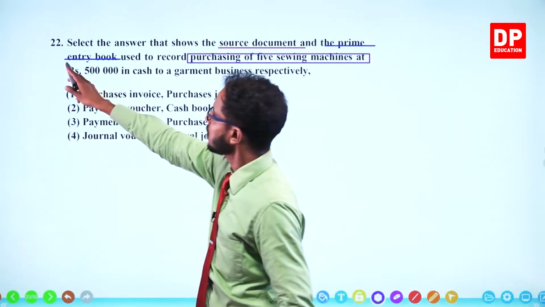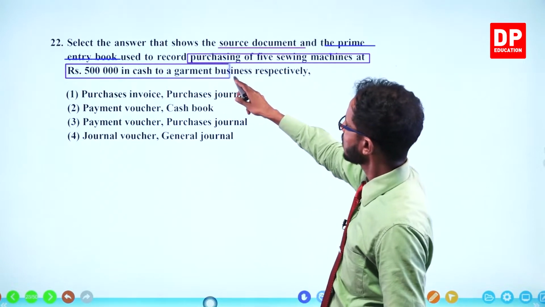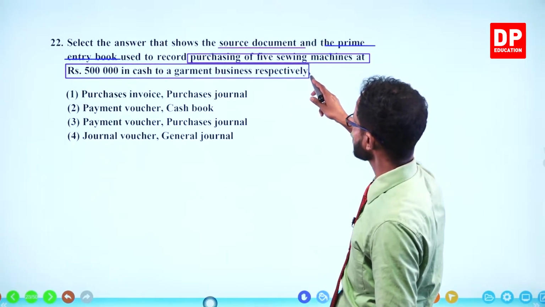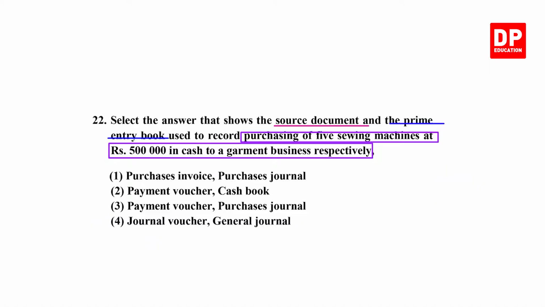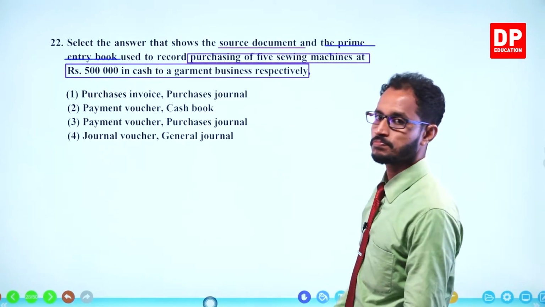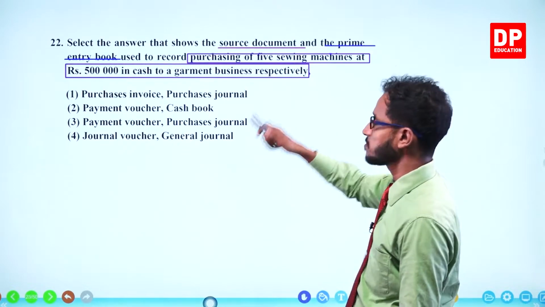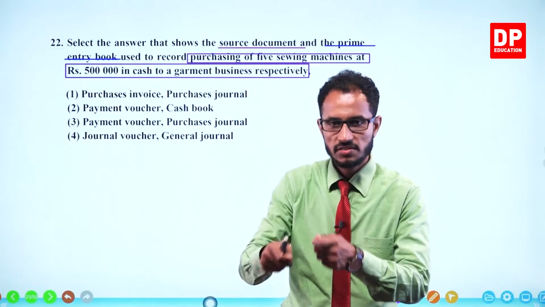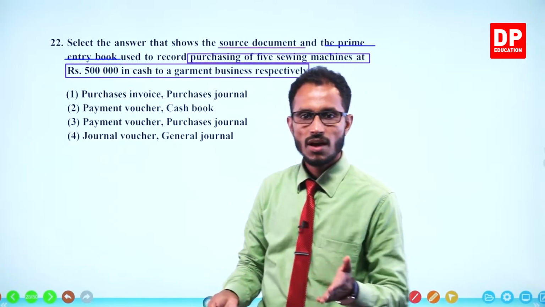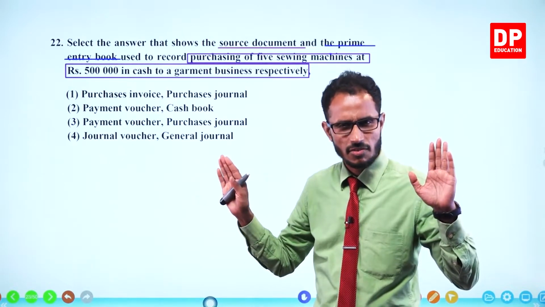At 500 in cash to a garment business. There is something that you should notice here, children. This is a purchasing of 5 sewing machines. You know, sewing machines, the Mahana machine, Juki machine, operate with the hand and foot. Everybody knows sewing machines.